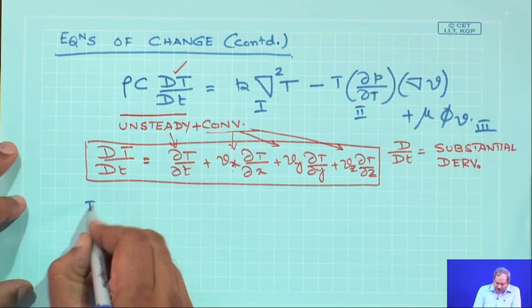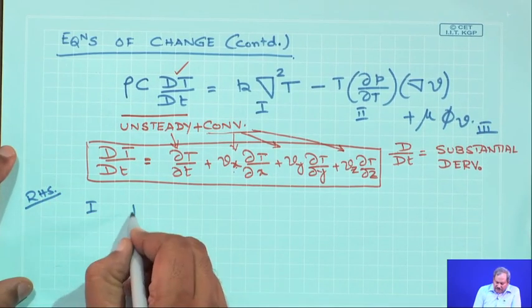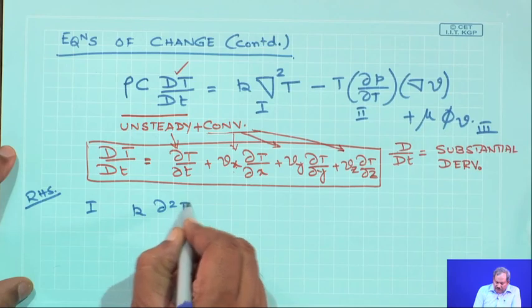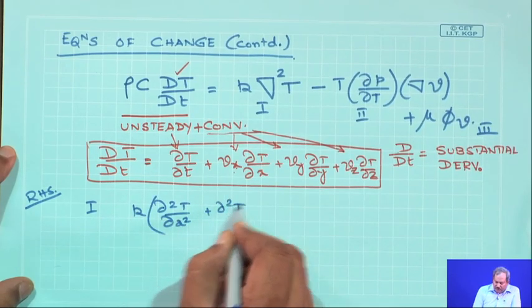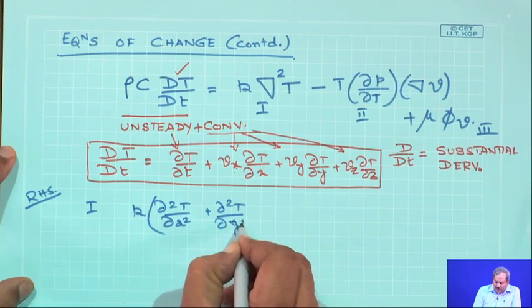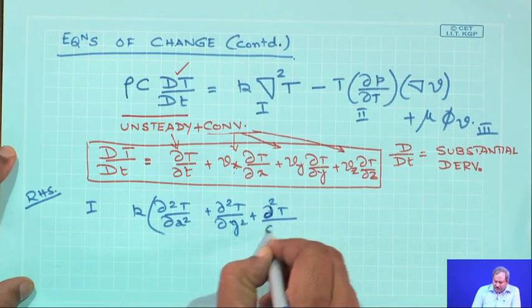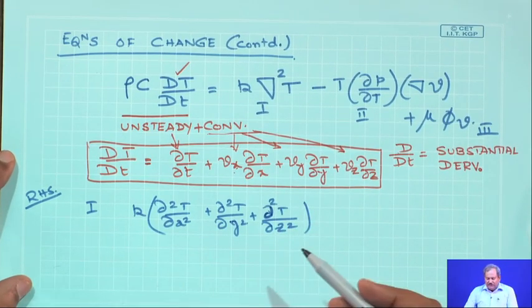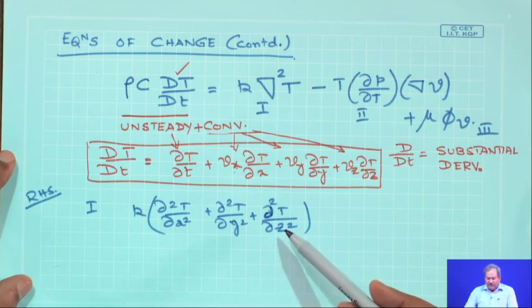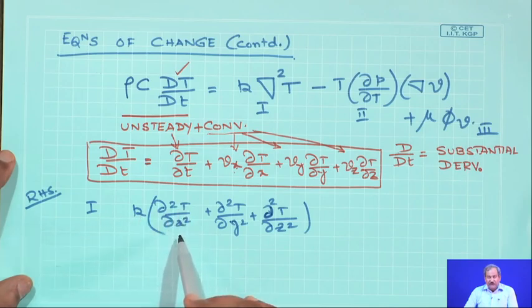If I concentrate on the first term on the right hand side, it is going to be k times del squared T by del x squared plus del squared T by del y squared plus del squared T by del z squared. You can clearly see the significance of this term. They have k, the thermal conductivity, and they talk about temperature gradient.